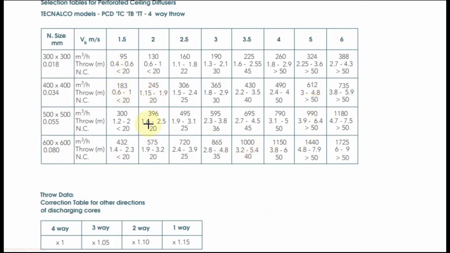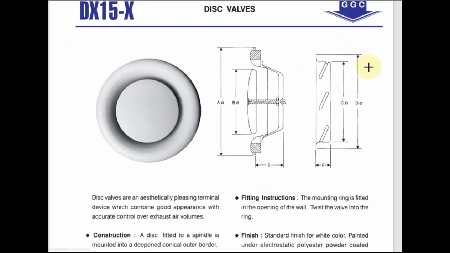The throw data in this table is for four-way type. If you need to select for three-way or two-way or one-way type, then you need to multiply the throw by this correction factor. It means for three-way type you need to multiply by 1.05. For two-way type you need to multiply the throw by 1.1 and for one-way type you need to multiply the throw in the table by 1.15.